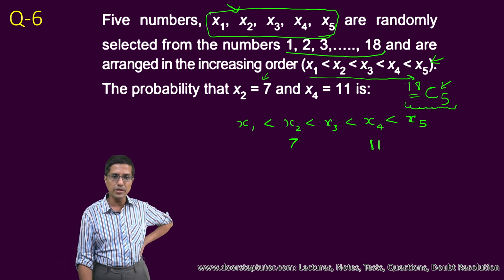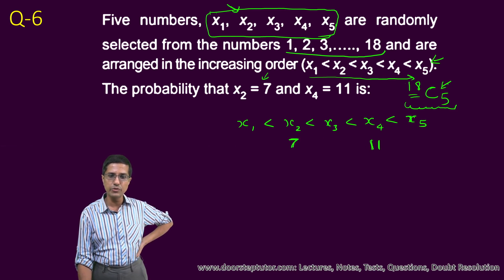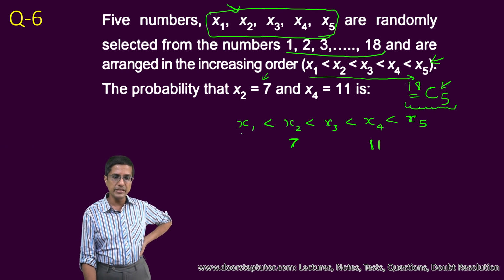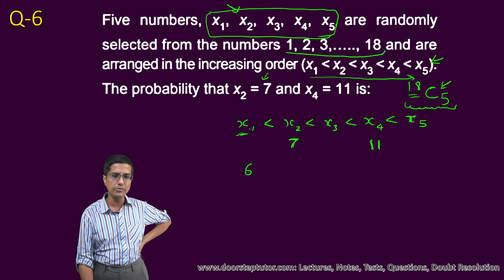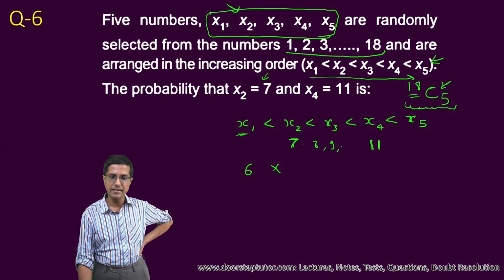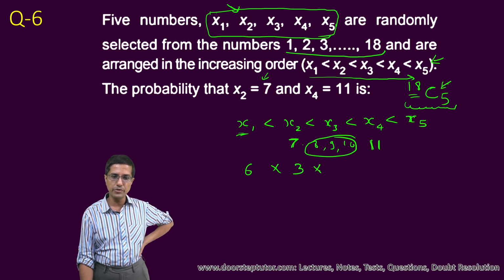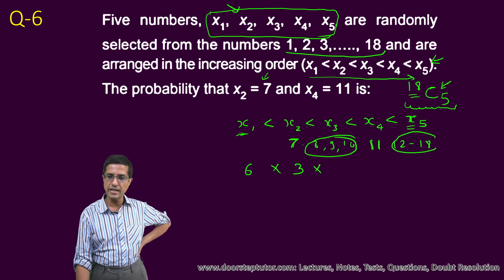Now I have to find the total number of ways in which I can have 7 at x2 and 11 at x4. So x1 can have one of 6 values only, because it can go from 1 to 6. It has to be less than 7. Now x3 can only have values between 7 and 11, so this is 8, 9 and 10. So it can have only 3 possible values. And what about x5? x5 can be anything from 12 to 18. It cannot be anything else.